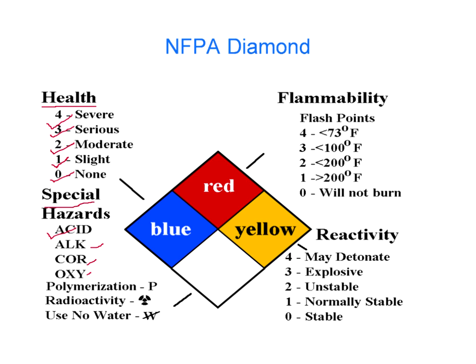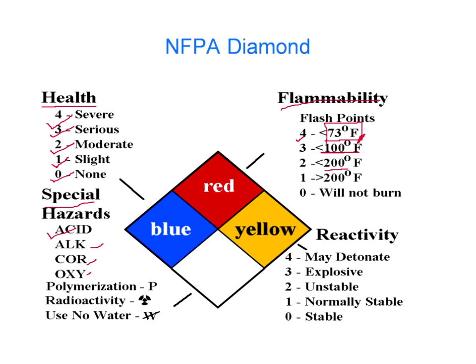And next is about NFPA Diamond. You see, this is all about the health. These are the measures. Number 4 means it is more severe, more dangerous. If the point is 3, it is serious. If the point is 2, the danger level is moderate. If the point is 1, it is slightly dangerous. If the point is 0, it is not much danger.